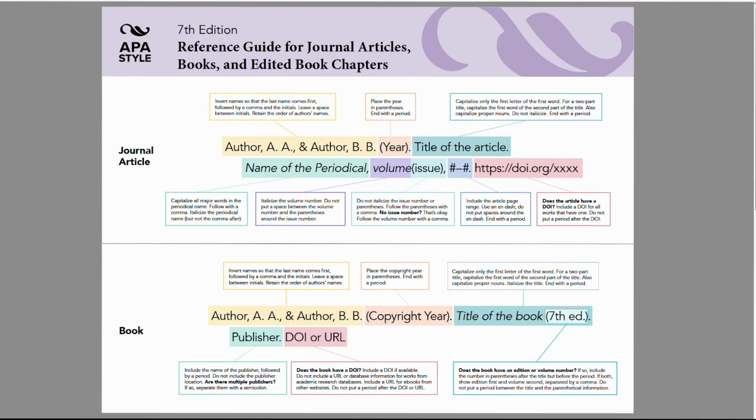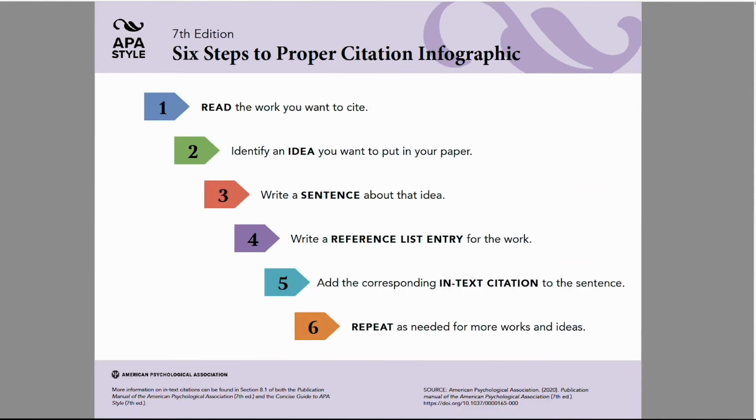So let's close this out as we talk about citations, citing, and references. There are 6 steps to properly cite a paper. The first one is to read the work you want to cite. You must read. The second one is to identify an idea you want to put in your paper. You know what? This actually flows with my hypothesis, or this contradicts my hypothesis.